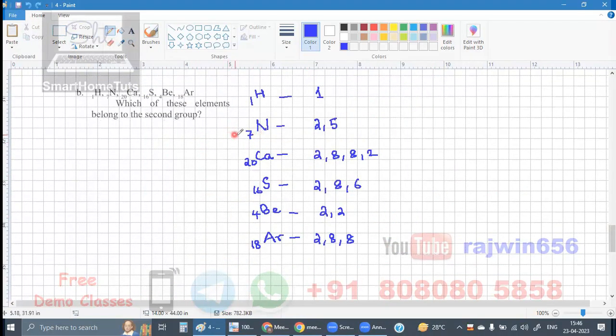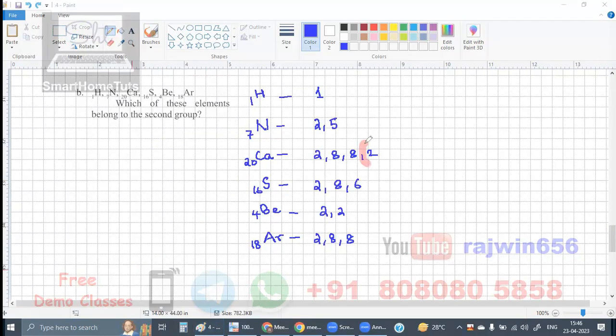Second group means it should have 2 electrons in the outermost shell. 2 electrons in the outermost shell is this one, and this one. So calcium and beryllium will come in the second group. The valency of beryllium will be 2 only, because 2 electrons are there in the outermost shell.